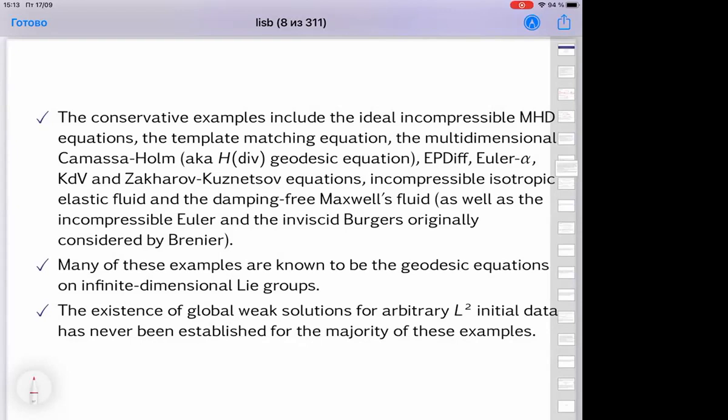So this is the big list of PDEs which we can include. In particular, Camassa-Holm, of course, can be solved by different methods. Sorry, not Camassa-Holm, I mean KdV. KdV, of course, is an integrable system; we include it just out of curiosity. But the rest of them are normally difficult to solve, and don't have weak solutions globally. Many of these equations are also known to be geodesic equations on some Lie groups, but this is just a coincidence, because we don't use these Lie groups. We just use this formalism, which I explained in the beginning.